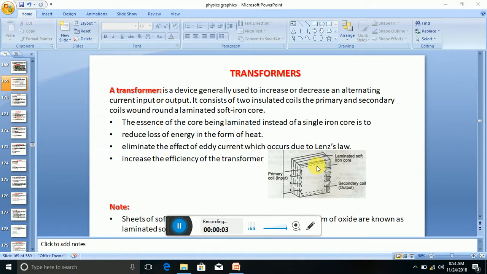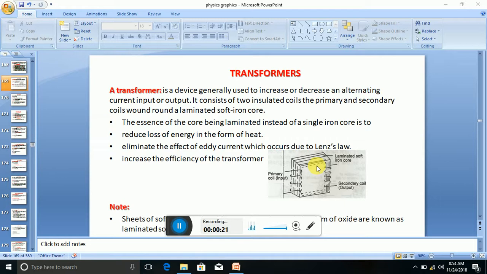Hello, welcome. Today we're going to be looking at transformers. A transformer is a device generally used to increase or decrease an alternating current input or output.